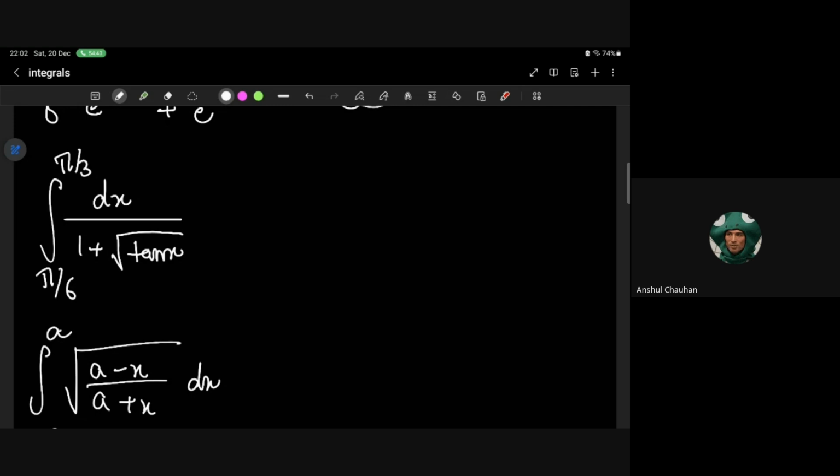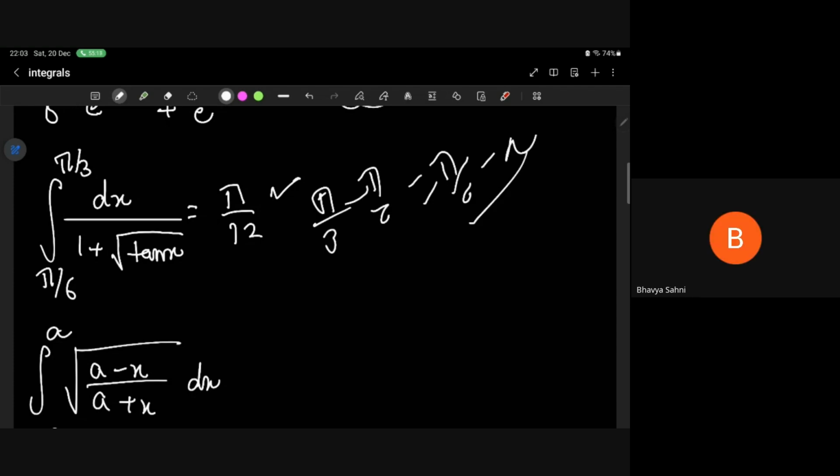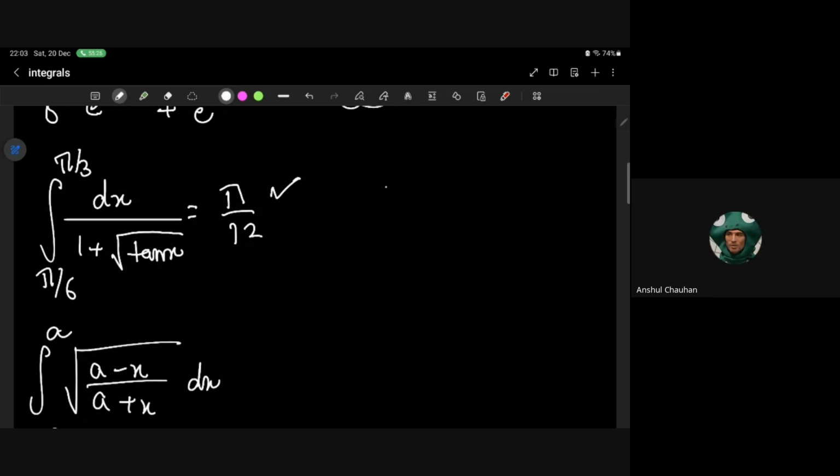Say pi by 12. I'll check it. Your answer is 5 by 12. How do you do it? I did root tan x as root sin x by cos x. Okay. So then I took LCM and I got root cos x by cos x plus root sin x. Okay. Then I used King's property. Yeah, pi by 3 minus pi by 6, which is pi by 6. Okay. So I got root cos of pi by 2 minus x by root cos of pi by 2 minus x plus root sin of pi by 2 minus x.